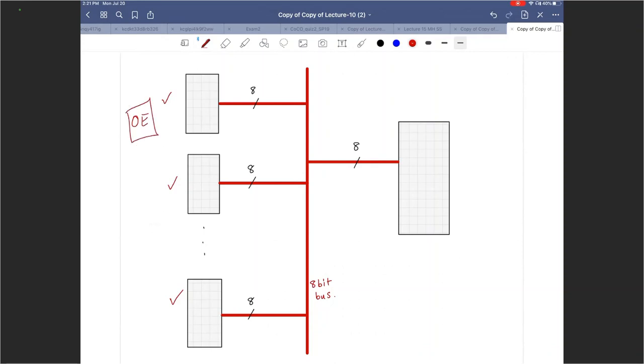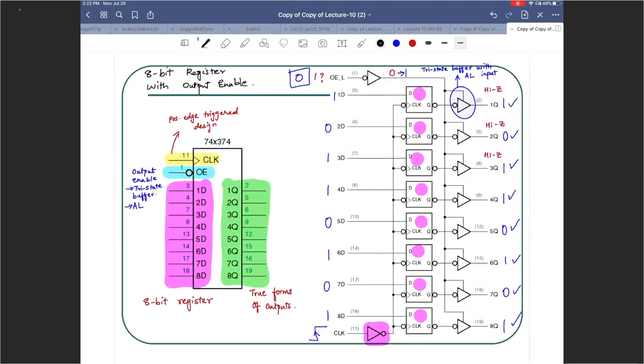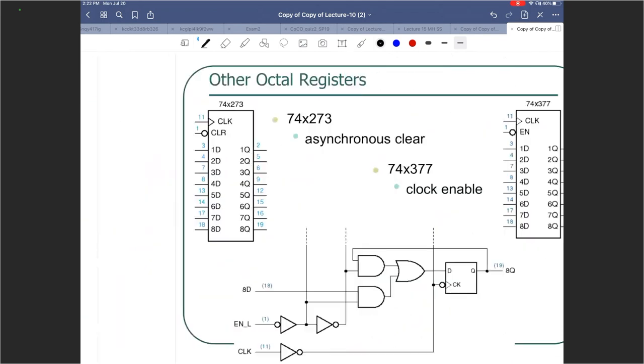Do you guys see that? So whenever I try to connect multiple things together, I have to use this. So let's say these are 374s, and this is also a 374. 74x374, the 8-bit register with output enable. All right, so let's move on here.